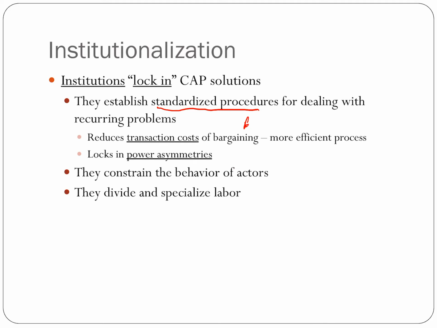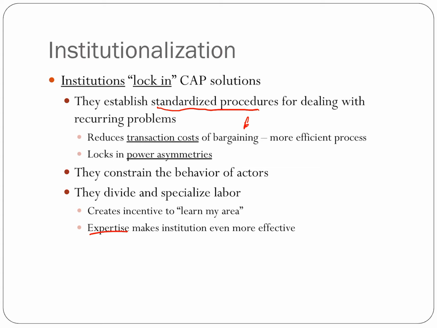It divides and specializes labor. And here's what I mean by that that's important for us. It creates incentives to learn my area. Now, it doesn't work so well for the chore chart because we kind of have a rotating system, right? But imagine a chore chart where I'm always in charge of the bathroom. Well, I'll get better and better at doing the bathroom, which means it'll be less costly for me to contribute. That's what we mean by that. There's this incentive to learn my area, and that's what we call expertise. Expertise is going to make institutions even more effective over time.